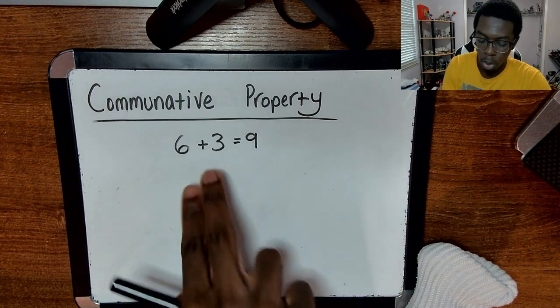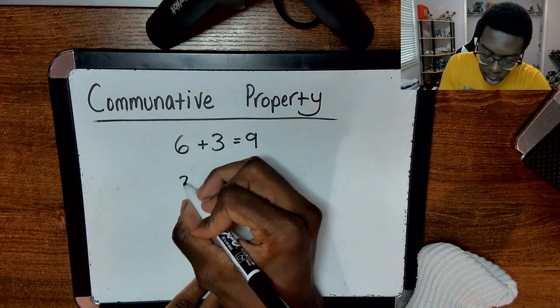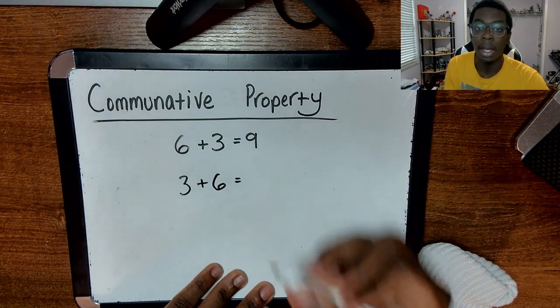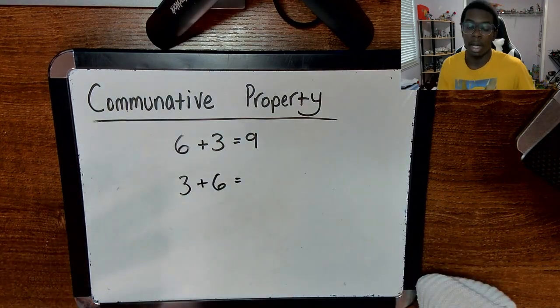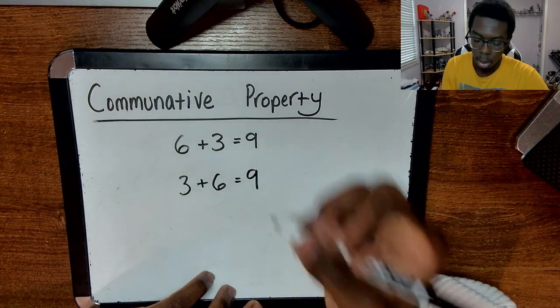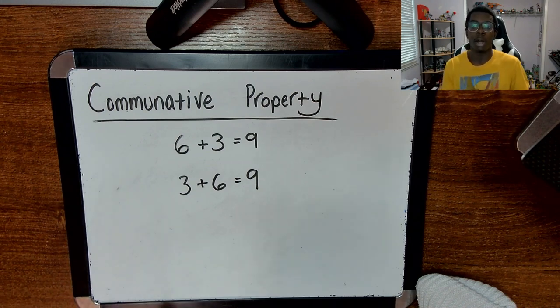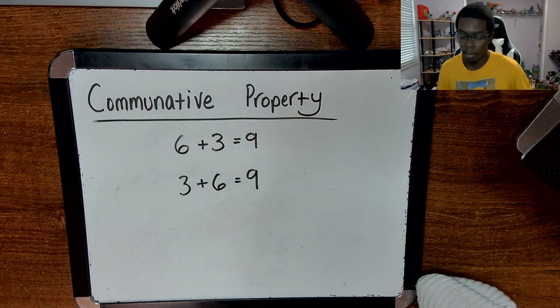Now let's switch the order of the numbers in the operation. So 3 plus 6 now. And what do we get? Well, we also get 9. So that means that addition as an operation is commutative. It has the commutative property, which means that if you switch the numbers, you get the same value.